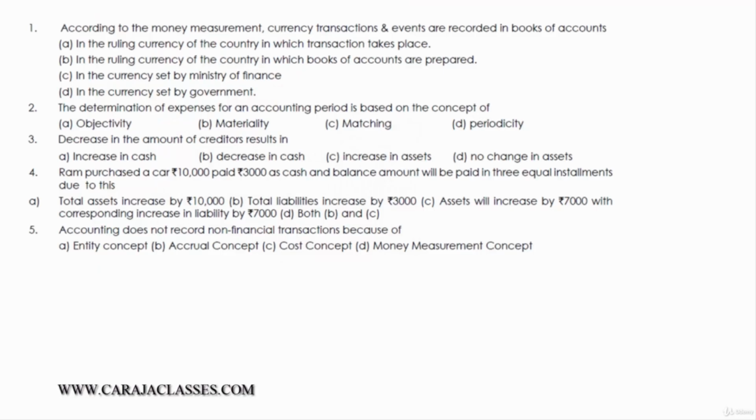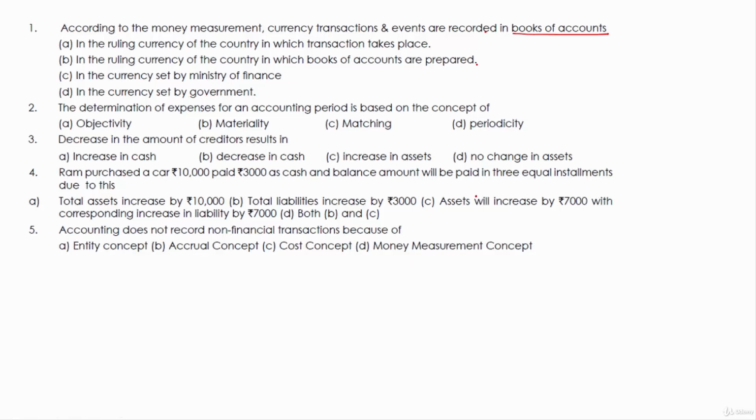In this session, we'll take some multiple choice questions to understand the basic concepts. According to the money measurement concept, currency transactions and events are recorded in the books of accounts: Option A, in the ruling currency of the country in which the transaction takes place. Option B, in the ruling currency of the country in which books of accounts are prepared. Option C, in the currency set by the Ministry of Finance. Option D, in the currency set by the government.